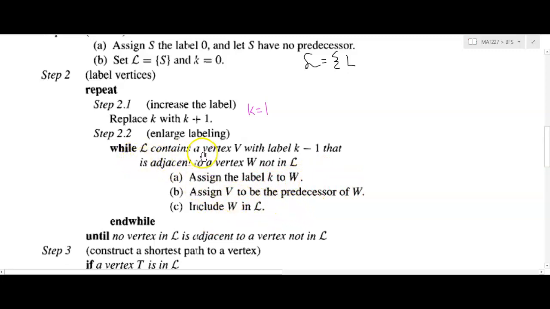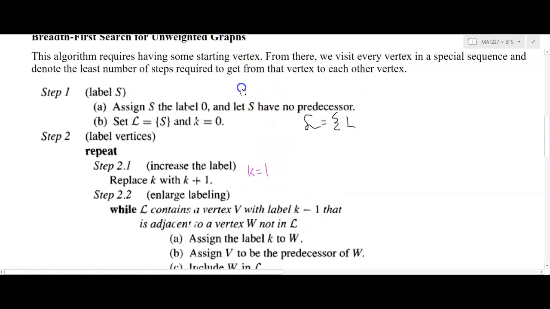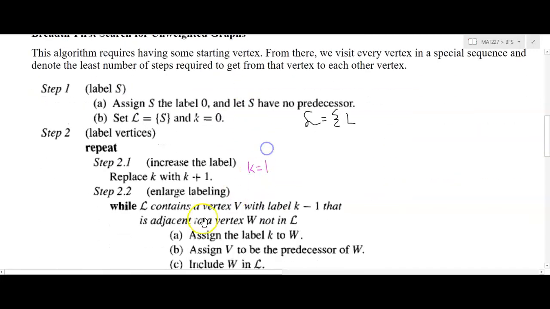So while L contains a vertex V with label k minus 1, so right now k minus 1 is 0, and so far there is a vertex in there with label 0 that is adjacent to a vertex W not in L. So we have to look at all the vertices that L is adjacent to. So it's adjacent to A, to N, to I. The order here is not important. Assign the label K to W.